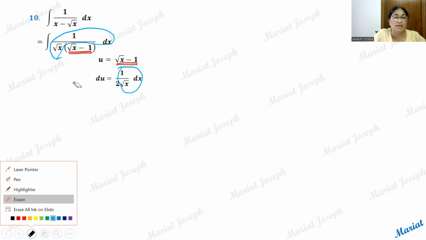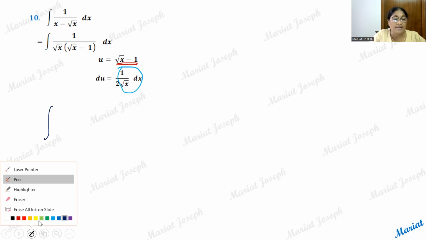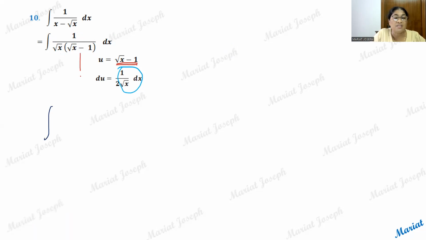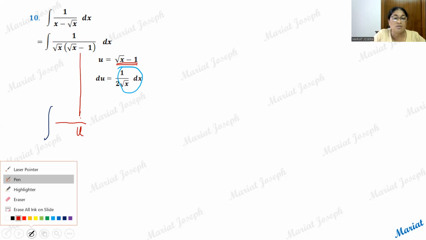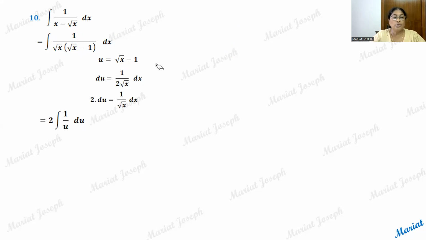So rewriting the integration, what will this become? Tanish, help me ahead. What will this become? Ma'am, 2 du upon u. 2 du upon u. Very good. So this will be 1 upon u. This is going here. Then that 1 by root x into dx is 2 du. 2 is cross multiplied. Therefore, 2 into 1 upon u du.